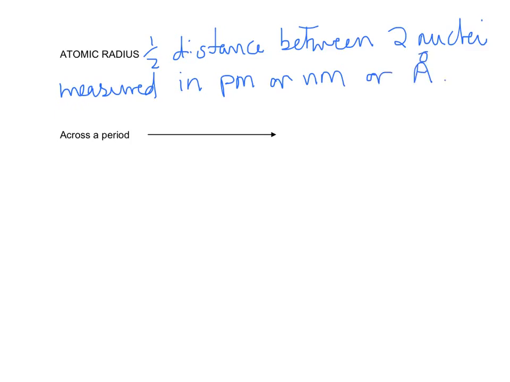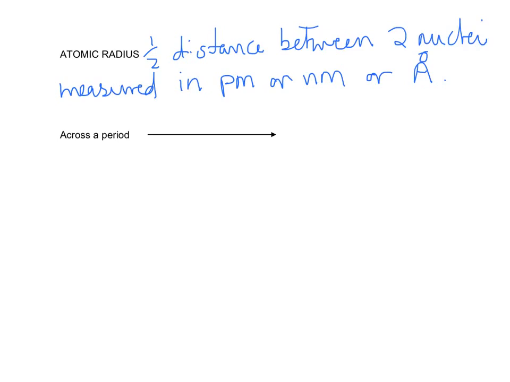Now on the test, you don't have to tell me picometers or nanometers or angstroms. You can just pick one of them, and that's fine. Pico is 10 to the negative 12, nano is 10 to the negative 9th, angstrom is 10 to the negative 10, so either one is okay.